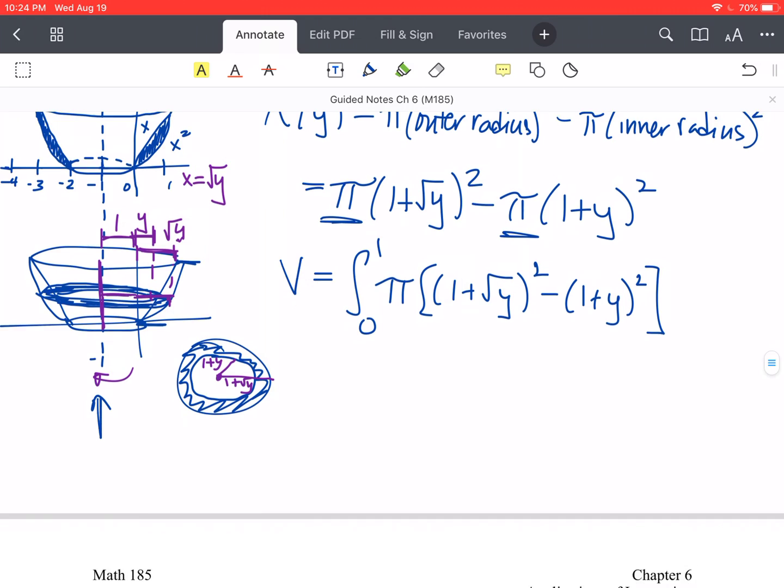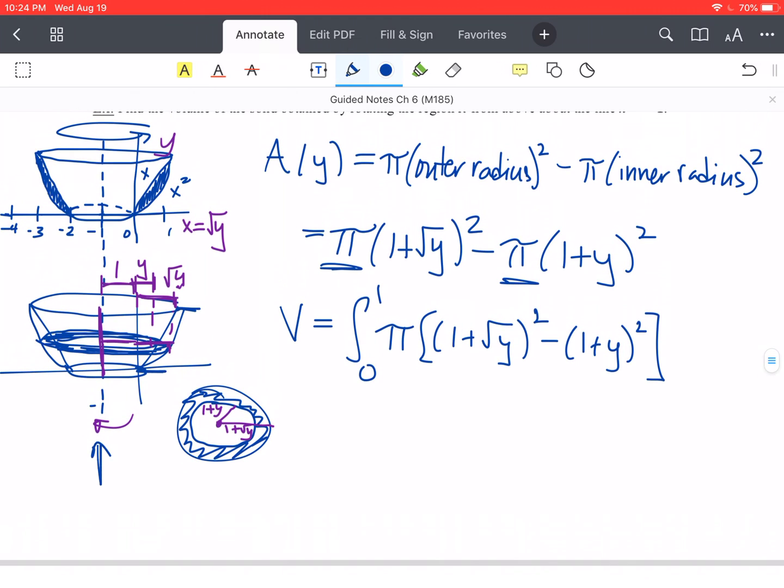So what we have to do in that case is we have to go ahead and distribute both of those out. So you have to FOIL them. And then combine any like terms that we have. So that's pi times the integral. And when you do that, it actually turns out not too bad. You get 2 times the square root of y minus y squared dy.